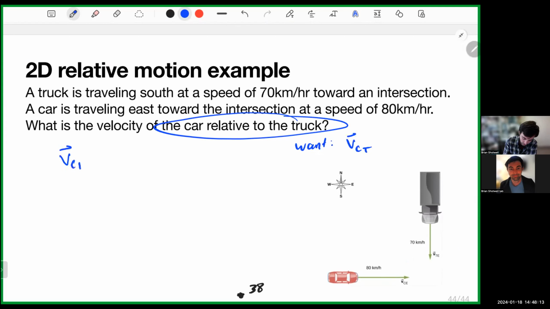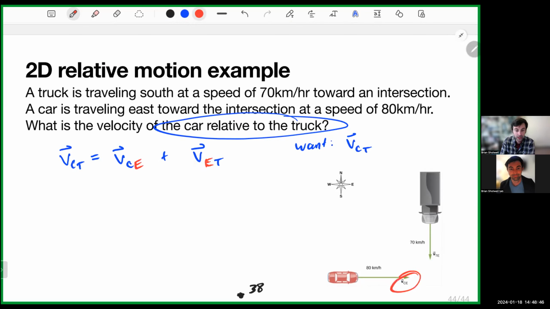So the strategy here is to write down, this is going to be the sum of two different velocities. And we want to choose the indices so that we're going to choose something in here so that that index is going to cancel, right? It's the velocity of the car relative to something, and then the velocity of that something relative to the truck. And when we add those two vectors together, we'll get the velocity of the car relative to the truck. And the only other object or frame that's relevant here is the Earth.